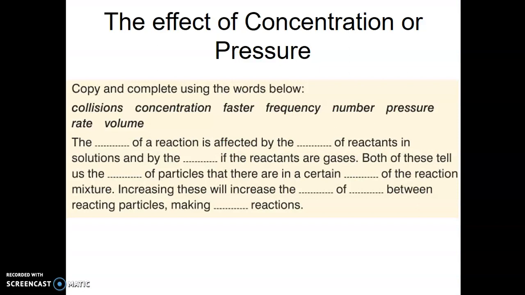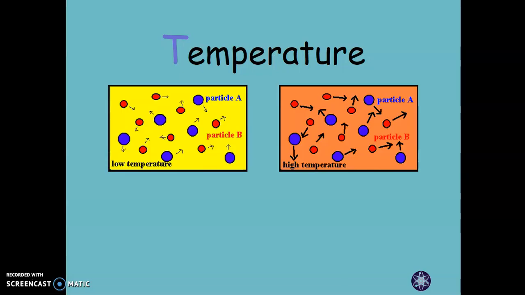So you can pause the video and have a go at that, and we will go through it just quickly. The rate of a reaction is affected by the concentration of reactants in solutions and by the pressure if the reactants are gases. Both of these tell us the number of particles there are in a certain volume of the reaction mixture. Increasing these will increase the frequency of collisions between reacting particles, making faster reactions.